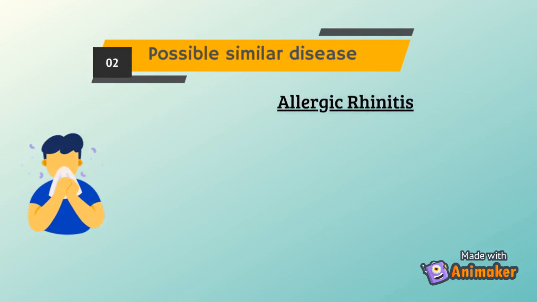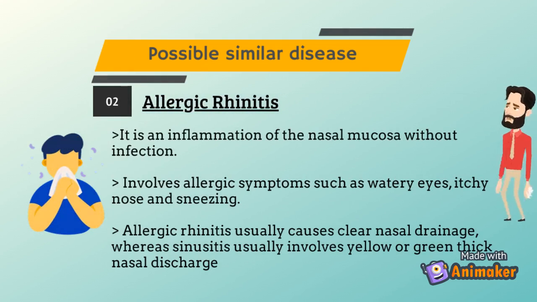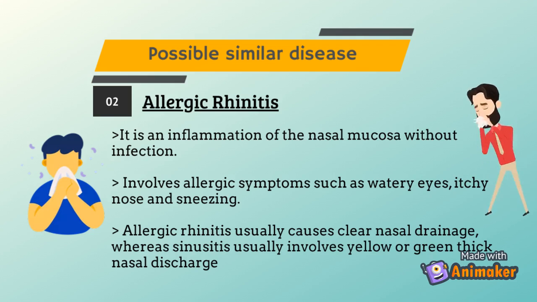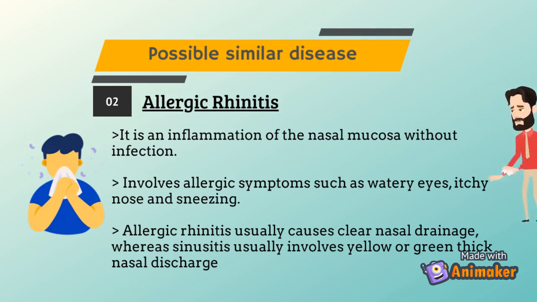Besides, allergic rhinitis, which is an inflammation of the nasal mucosa without infections, has symptoms that include allergic features such as watery eyes, itchy nose, and sneezing. And it usually causes clear nasal drainage, whereas sinusitis usually involves a large amount of yellow or green nasal discharge.